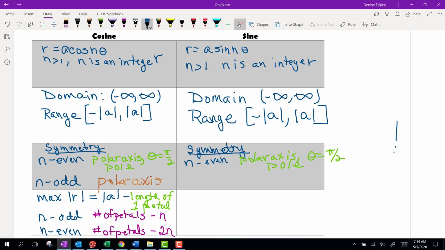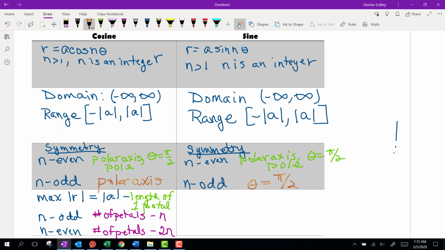Now what is different is when n is odd. What we found in our example was that we had symmetry at theta equals pi over 2, because now the curve is oriented on the y-axis. Cosine ones are oriented on the x-axis. So if n is odd, your first petal will lay along the x-axis. If n is even, it'll be rotated so that you'll see that you have more than one petal. You have more than one symmetry. And then for odd symmetry for the sine, we saw that it was laying along the y-axis.